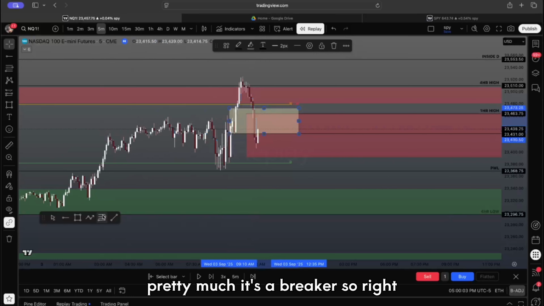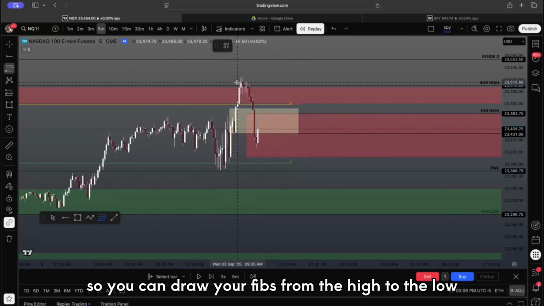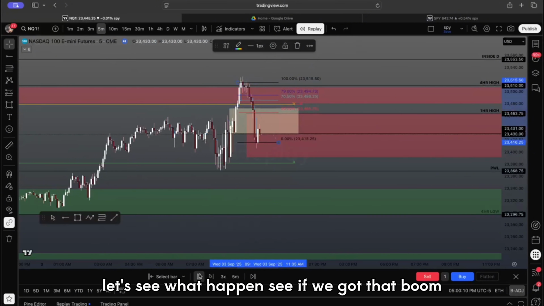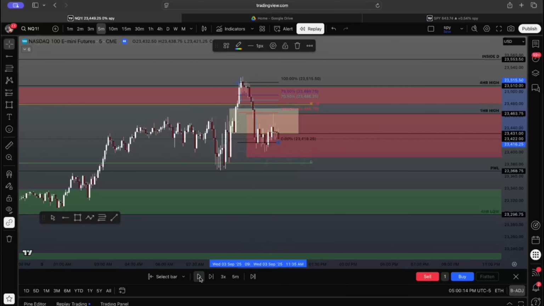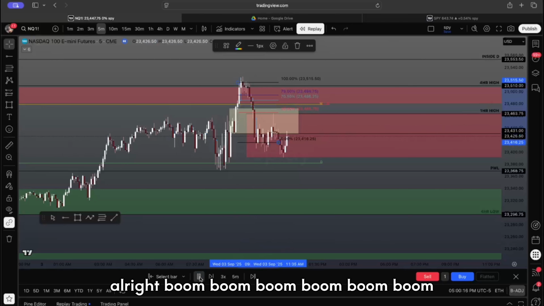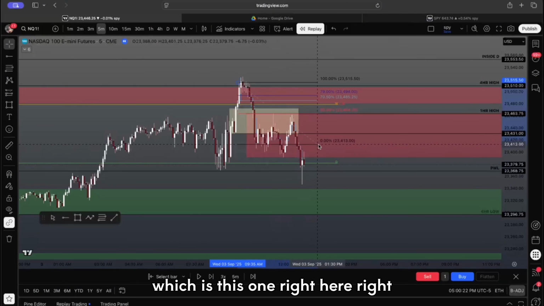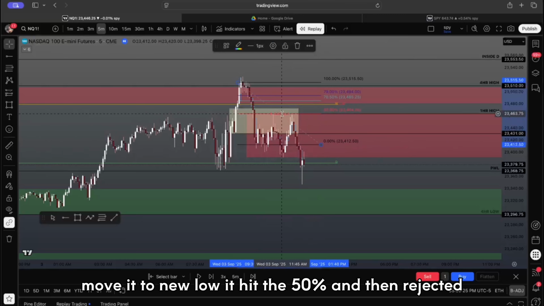So right, we broke the lows. So you can draw your fibs from the high to the low. You can wait for a retest at 50% and short it. Let's see what happened. See if we got that. Boom. All right. And you move it to your new low, which is this one right here, right? It hit the 50% and then rejected it.